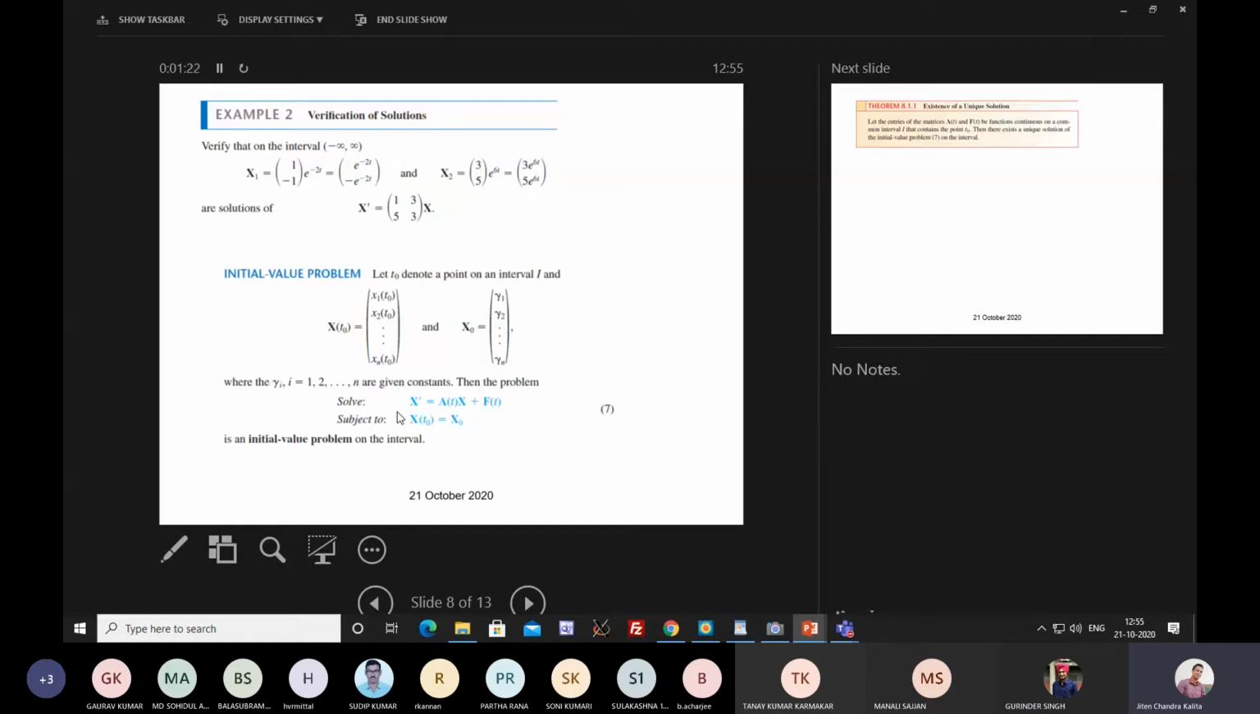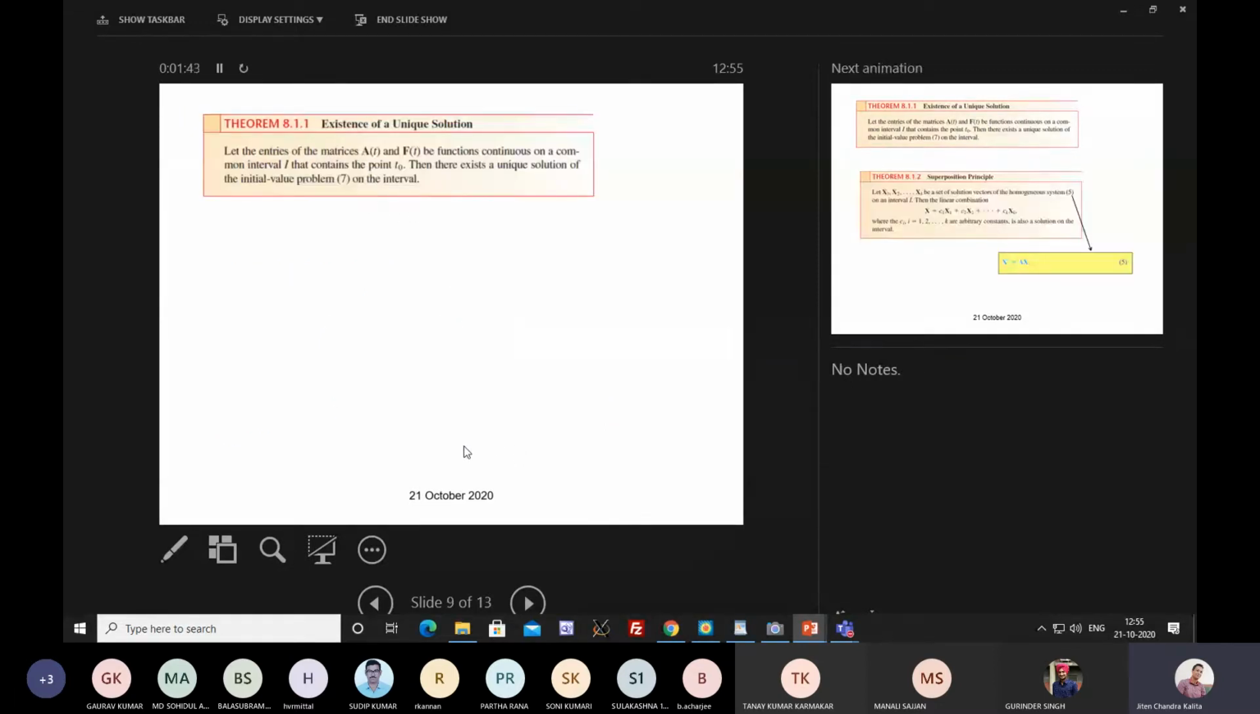Say solve x prime equal to A(t) x, because the coefficient matrix A has all the entries as functions of t. That is why they are writing the coefficient matrix as a function of t here, right? So you have to solve this linear system of equations subject to this initial condition. That's it.